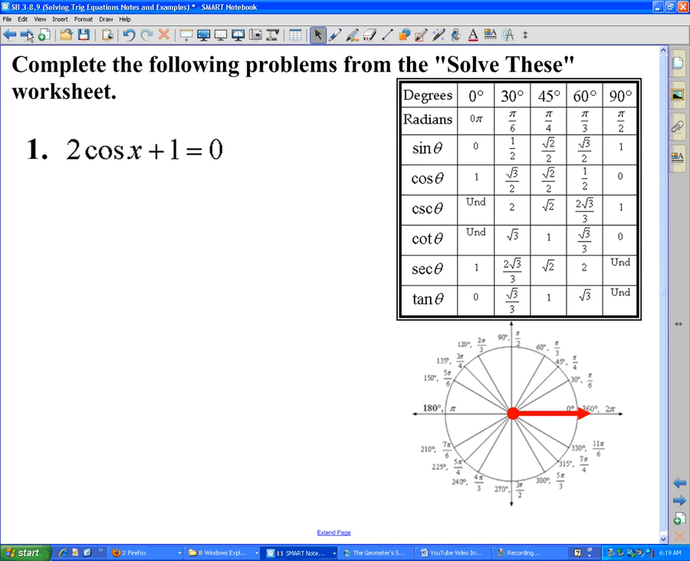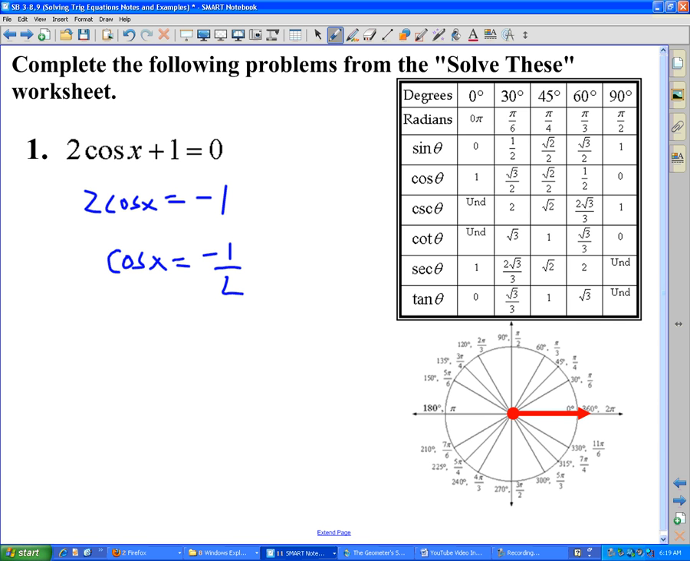Let's get these examples going. This is problem number 1 from page 8. So if you want to open up your book to page 8, your packet to page 8, you can do this one with me. This is probably about the simplest one you could possibly see. It's a linear problem. So all we have to do is solve for cosine of x. Subtract 1 from each side, and then divide by 2. So what this equation is asking is, what angles does cosine have a ratio of -1/2 at?